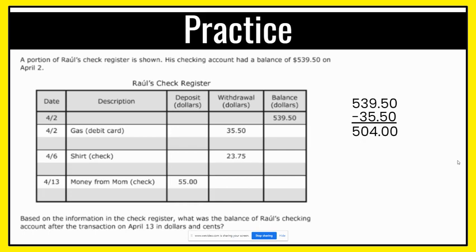So the next thing that happened was a withdrawal. So again, I'm going to subtract because when you withdraw, you subtract. I can't take 5 away from 0, so I have to borrow all the way over to the 4. But when I eventually borrow and subtract, I have a balance of $480.25.